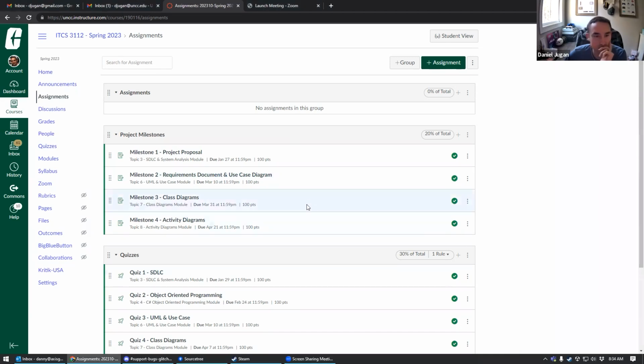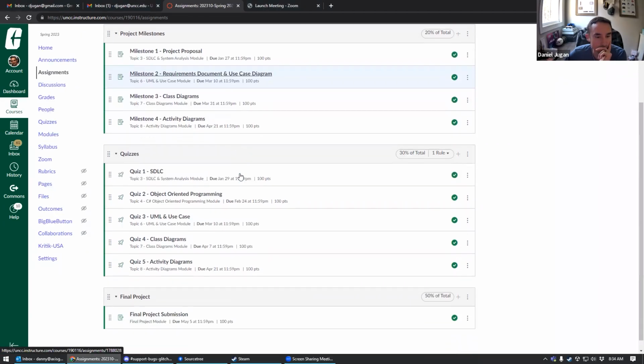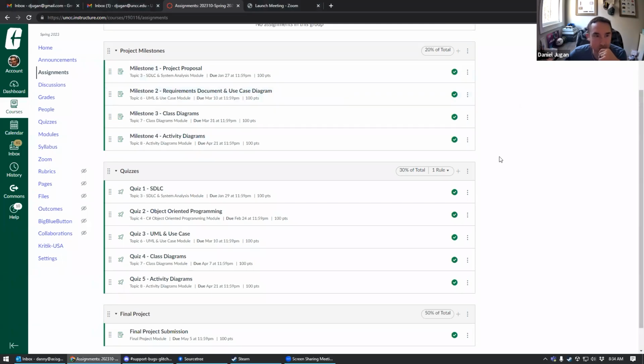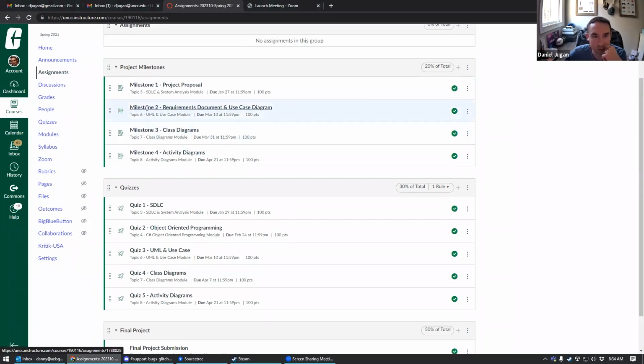Today's the 14th. So your quiz 2 for object-oriented programming is due the 24th. So you've got one more week for that. And then your second milestone is due in a few weeks as well. The requirements document and use case diagram, we're going to get into this today. We're going to start going over that.